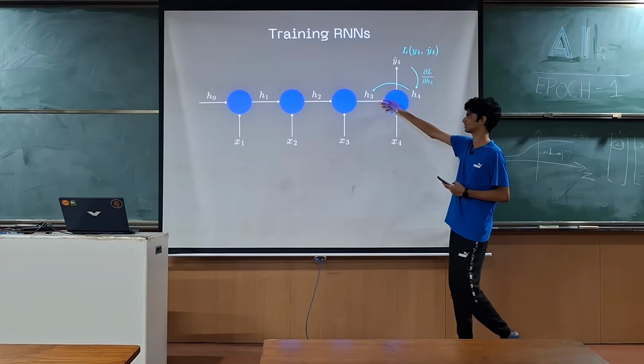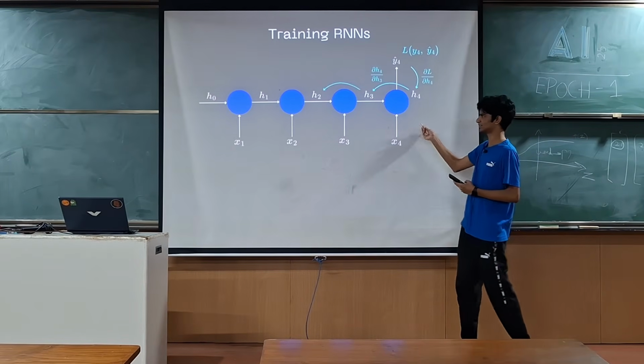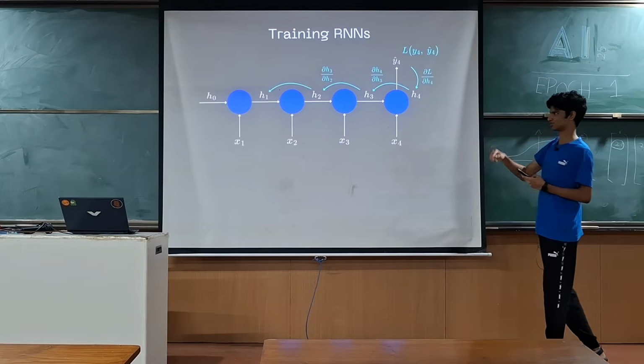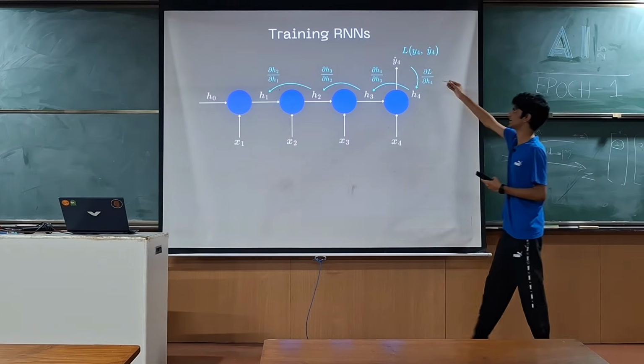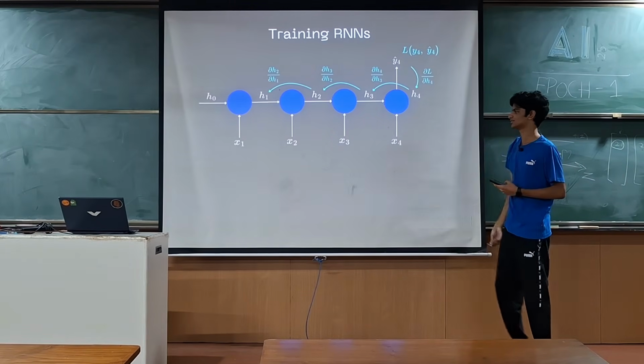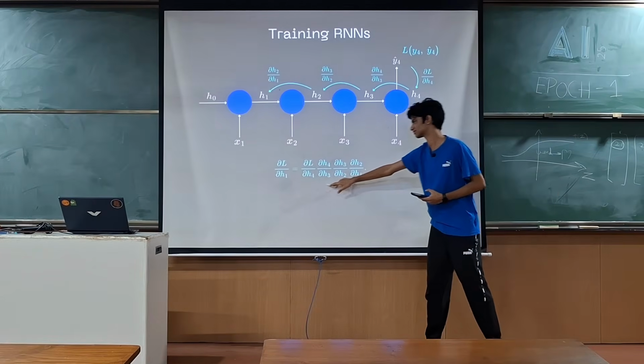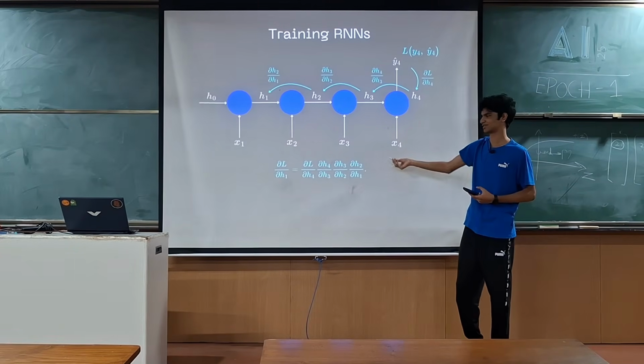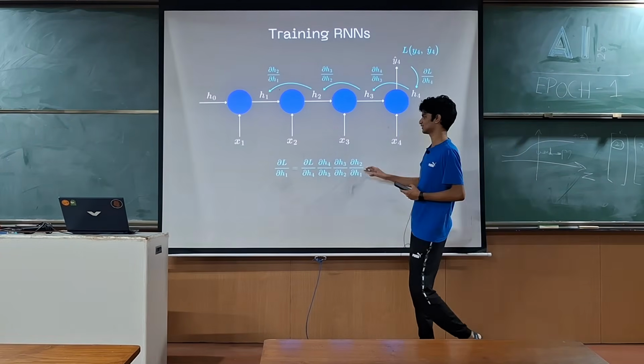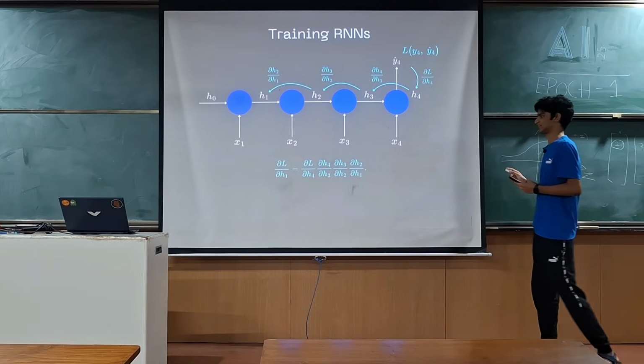Now we know h3 by h4 by h3. We know h3 by h2 and we know h2 by h1. So if you have to find del L by del h1, you can simply do this. This is using chain rule. You must start using chain rule. So that's what we apply, and that's how we train the network.